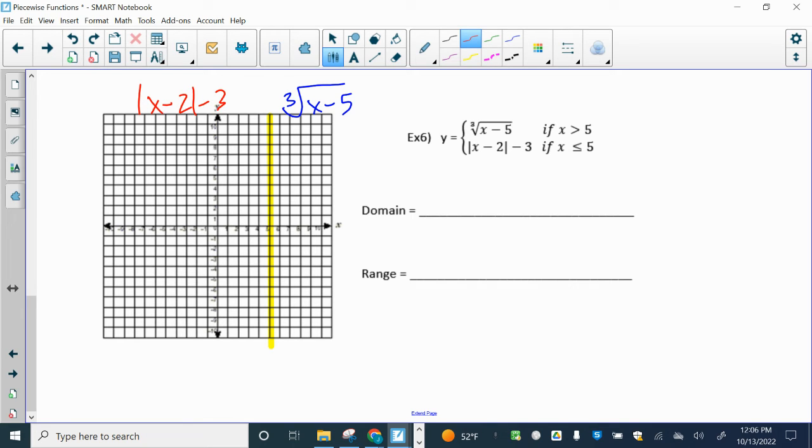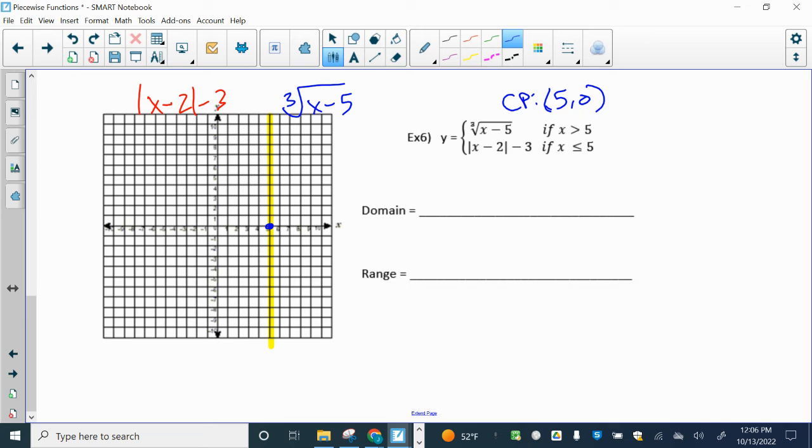Okay. All right, so let's just graph them. So if we graphed cube root of x minus 5, again, graph the whole function, then you can always erase what you don't need later on. Okay, so cube root of x minus 5. That would have a critical point at 5, 0. So we could plot 5, 0.